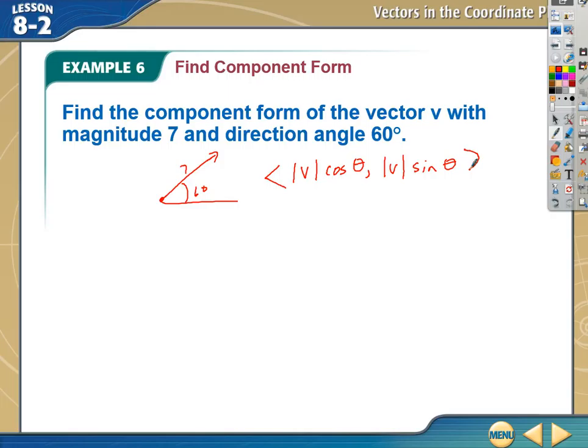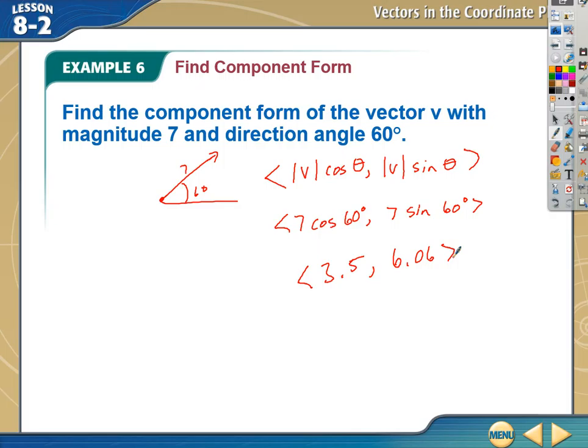I just plug in and multiply. My magnitude is 7, cosine 60 degrees, comma, magnitude again 7, sine of 60 degrees. I go get my handy dandy calculator. You guys can go ahead and plug this in. Upon plugging it into a calculator, you should get 3.5 comma 6.06. Again, make sure your calculator is in degree mode, not radian mode for this. So that's pretty straightforward, right?